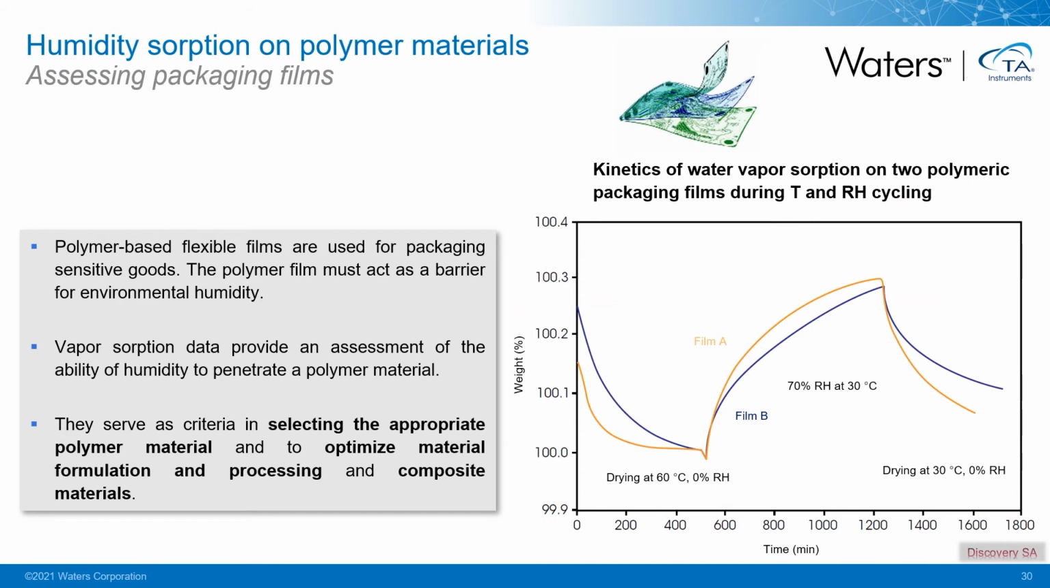You can see that the moisture uptake for either of these films is very low, only 0.3% when you're at 70% RH and 30 degrees Celsius. And you can see that there is different behavior between these films. So being able to make these types of comparisons can allow you to select the best type of film that you might want to use in this type of application.